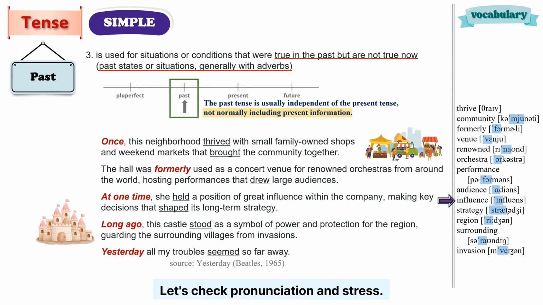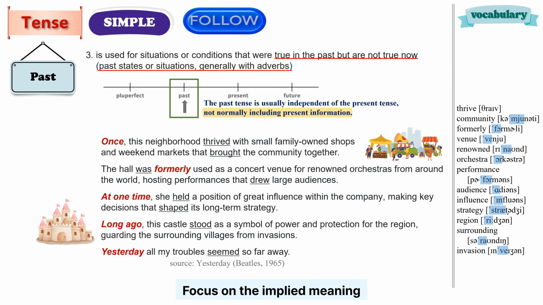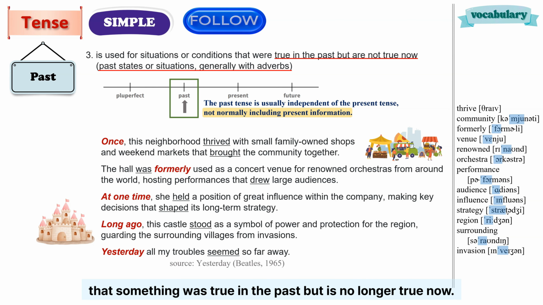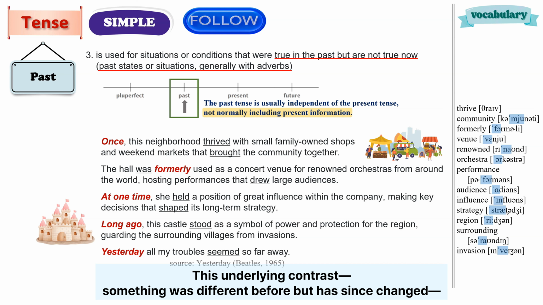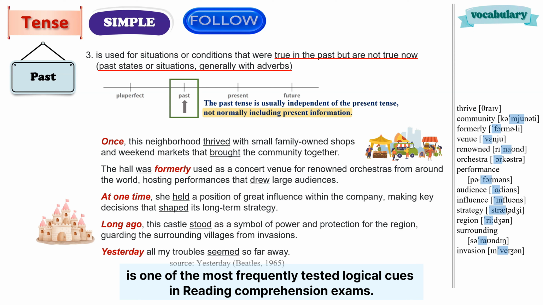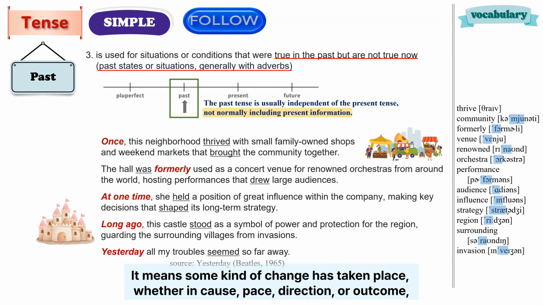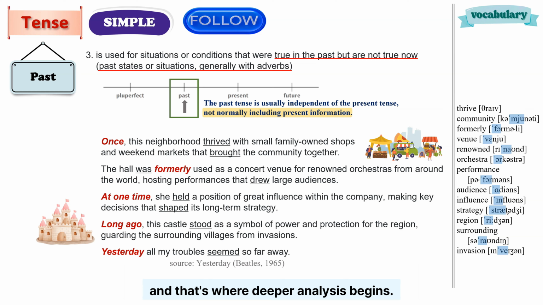Let's check pronunciation and stress. Focus on the implied meaning that something was true in the past but is no longer true now. This underlying contrast, something was different before but has since changed, is one of the most frequently tested logical cues in reading comprehension exams. It means some kind of change has taken place, whether in cause, pace, direction, or outcome, and that's where deeper analysis begins.